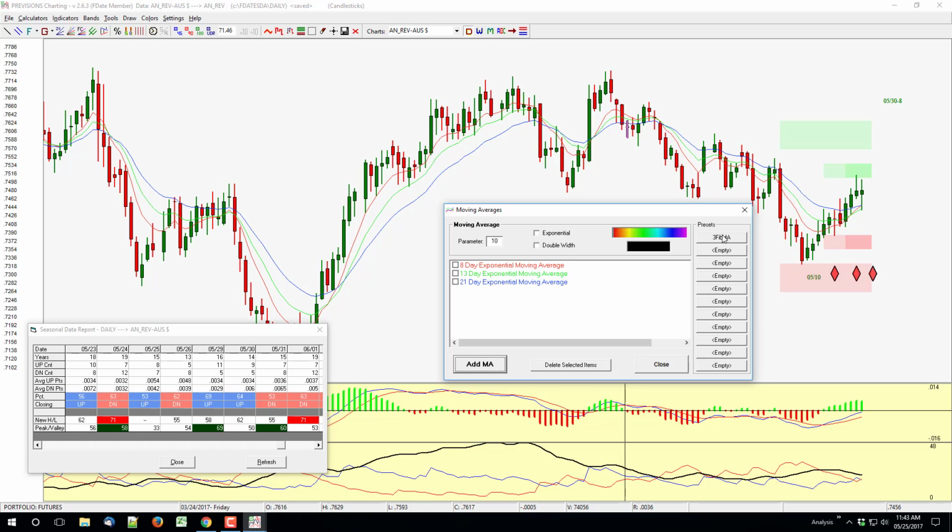This is a preset where I can click this and this will come up on any of my charts, so I don't have to keep programming this. And it includes the 8-day, 13-day, and 21-day exponential moving averages. And I use these a lot. These are Fibonacci numbers. That's why I came up with this. I thought it'd be a good idea to try it out, and it works great, so I keep it.